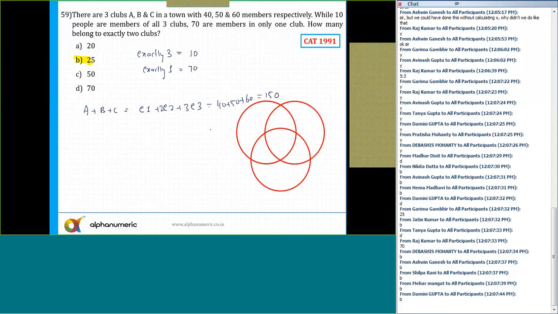So we know the value of exactly 1 is 70. So I can say this is 70 plus twice of E2 plus thrice of exactly 3, 3 into 10, which is equal to 150. Solving this, we can find how many members belong to exactly 2 clubs. 150 minus 70 is 80, 80 minus 30 is 50, and 50 by 2 is 25. So the answer is 25.